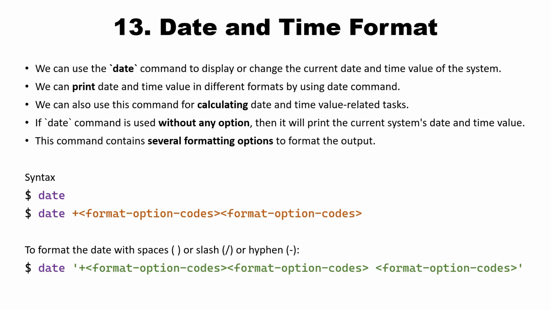Then if we want to add the format option codes specific to our requirement, we have to provide the format option codes. We are going to talk about these option codes very soon. And if you want to have a slash, hyphen or dash, or space with your date format, then we will have to enclose these format option codes within single quotes. Here you can see this single quote, and here we also have the ending single quote.